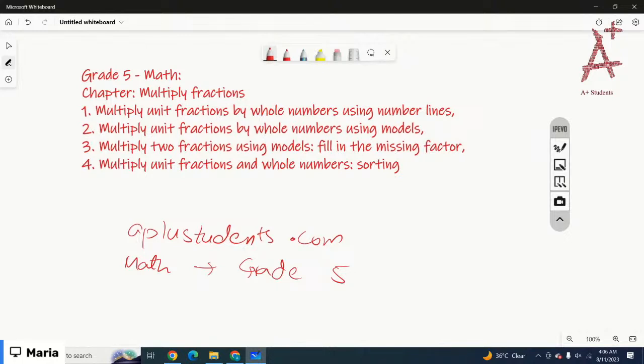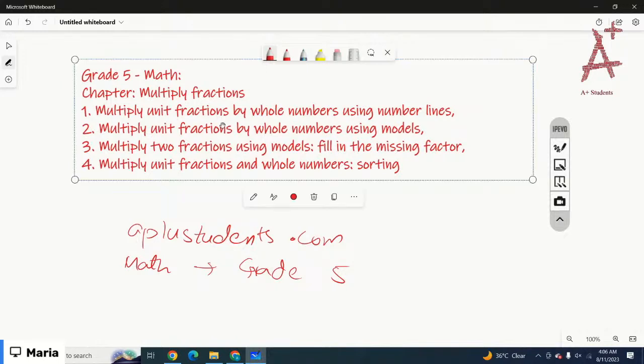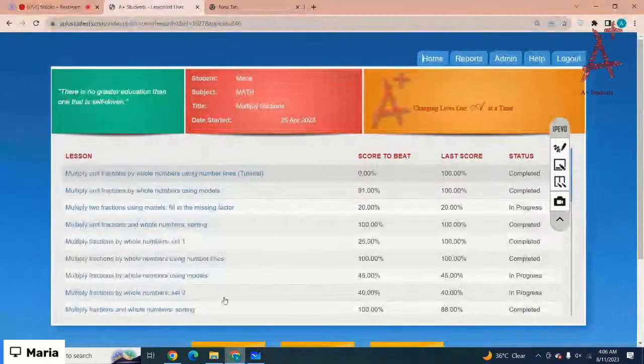The lessons we're going to cover today are multiply fractions by whole number using number lines, multiply fractions by whole number using models, multiply two fractions using models, fill in the missing factor, multiply unit fractions and whole numbers sorting. So let's just start with the first lesson. Okay, here I am on grade 5 math. The chapter we're working on is multiply fractions. So let's start with the lesson, multiply unit fractions by whole number using number line.